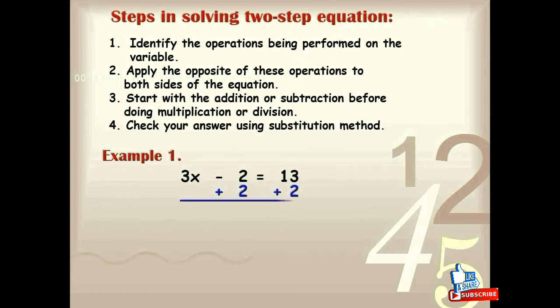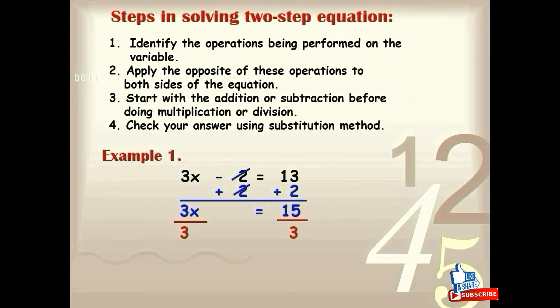Let us simplify. Negative 2 plus 2 cancel each other. Therefore, we have 0. Bring down 3x. Now, 13 plus 2, we have 15. Next step, since we are multiplying our variable by 3, we're going to divide it by 3. Of course, we also divide the other side by 3.